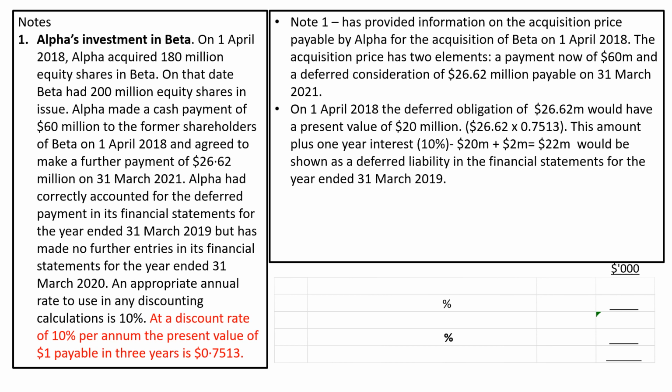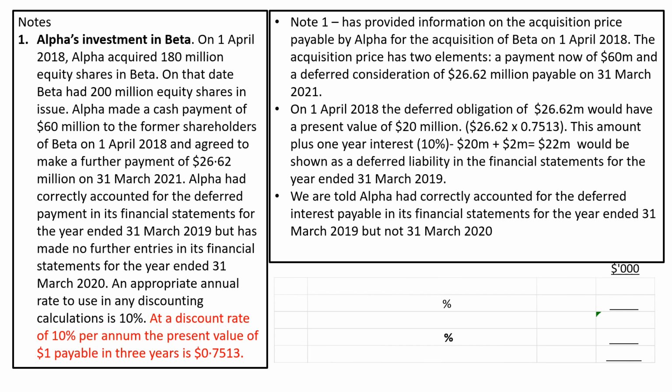On 1st of April, the deferred obligation of 26.62 million would have a present value of 20 million. This is multiplying the 26.62 million with the discount factor in year 3, in 3 years' time, of 0.7513. This amount plus the 1-year interest at 10% gives us 22 million. And this should be shown as a deferred liability in the financial statements for the year ended 31st of March 2019.